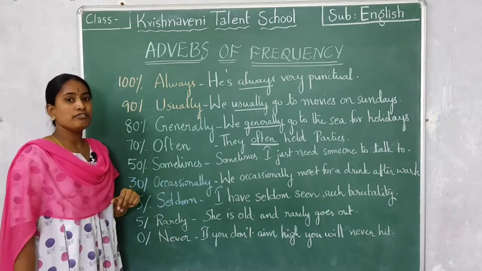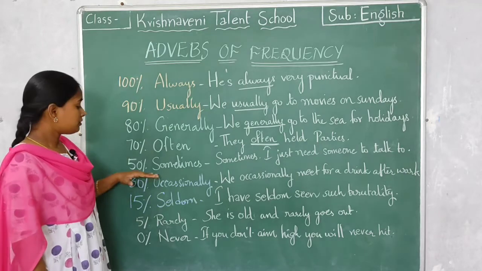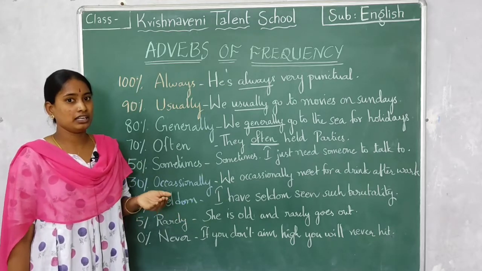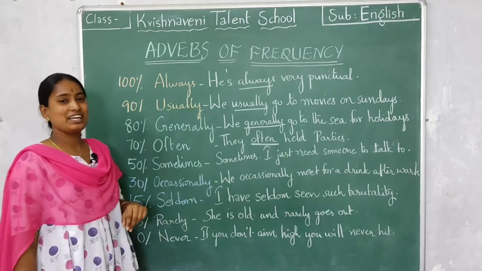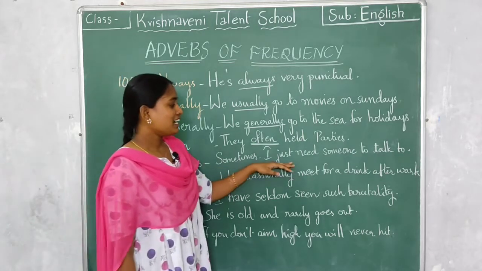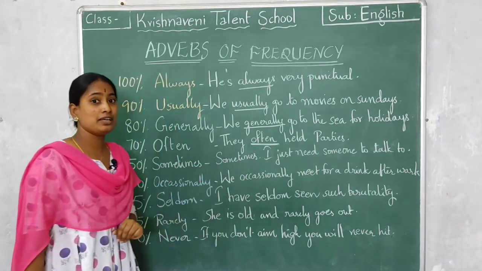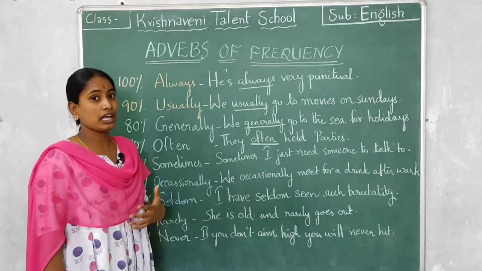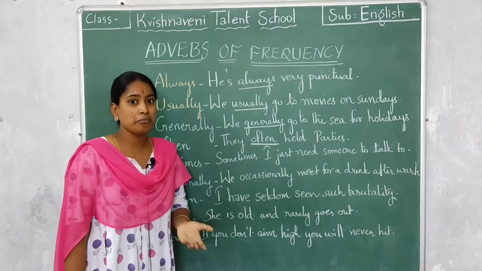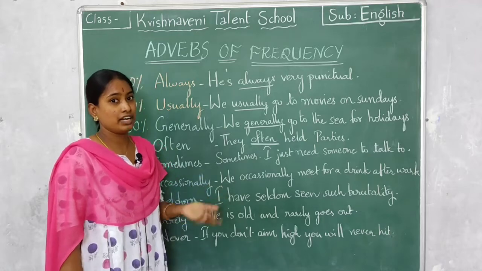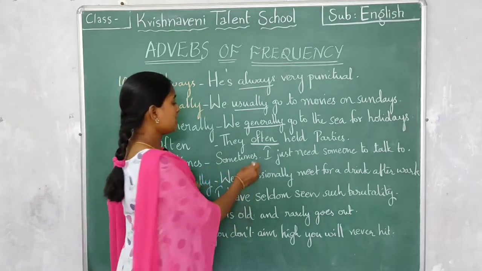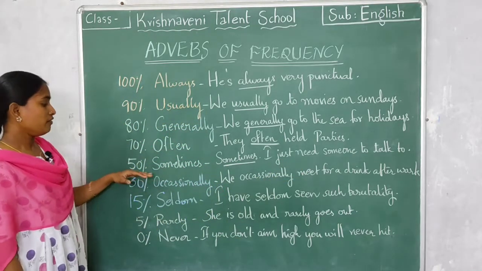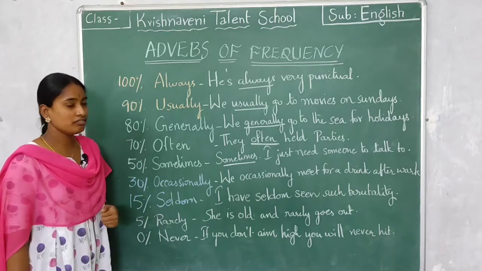And next we have 50% frequency. That action may be done just 50%, but not completely, just sometimes. So we should use the adverb sometimes. Sometimes I just need someone to talk to. Sometimes I feel alone. At that time I need someone's company. I want a friend to share my feelings. So sometimes I just need someone to talk to. At that time we use sometimes for 50% frequency.